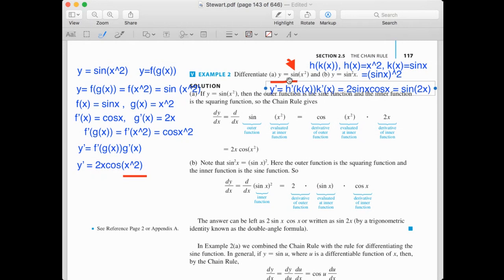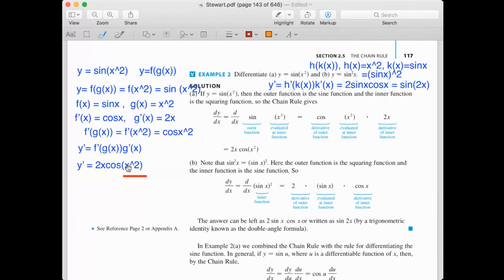Right? So this is a good example to see these two functions are different. Sine x squared, of course, is different from sine square x, right? So for the first one, the square is the inner layer function. For the second one, the square is the outside layer function. So in the end, the y prime is different. One is 2x cosine x squared.